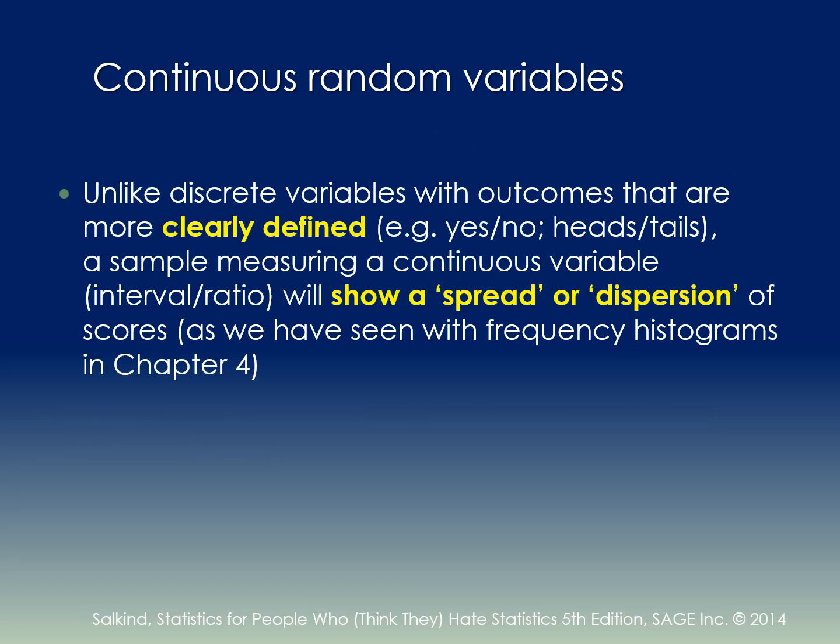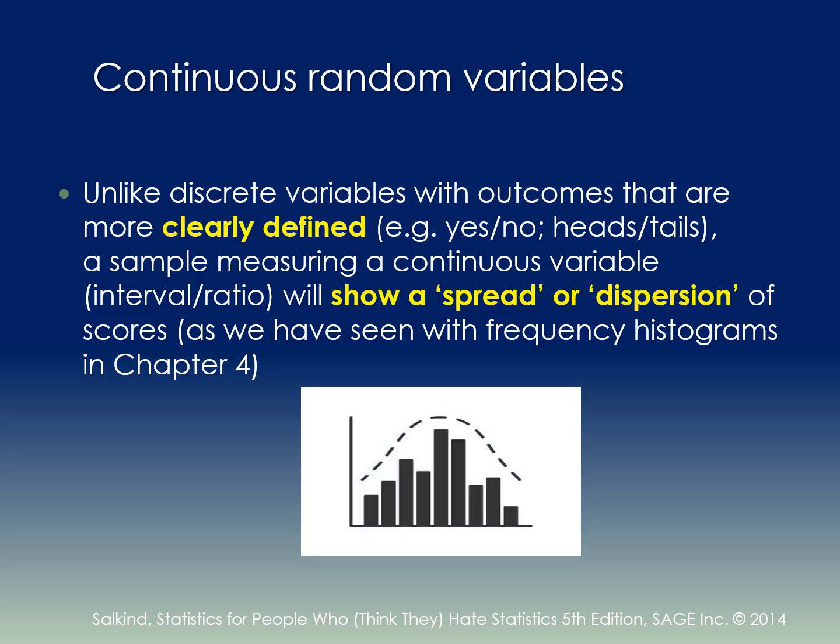So, still sticking with continuous variables here. Unlike discrete variables with outcomes that are more clearly defined, yes or no, heads or tails, 1, 2, 3, 4, 5, 6 on a die, when we measure continuous variables, that is to say interval ratio variables, we often see this spread or dispersion of scores. This is what we see. Nothing discrete. We see that smear or dispersion of potential scores when I measure something from a sample that is a continuous variable.